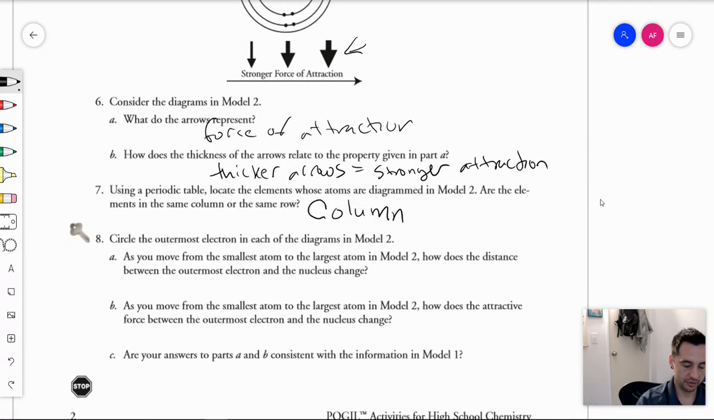Okay, as you go from the smallest atom to the largest, how does the distance change? It gets larger distance. Okay, and as you move from the smallest to the largest, how do the attractive forces change? They get less attractive.